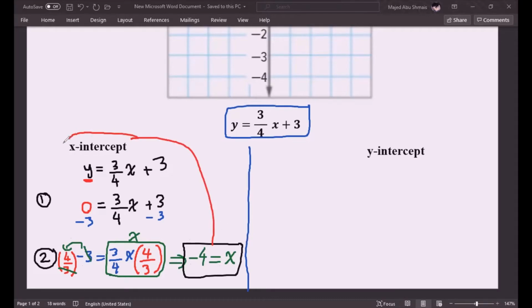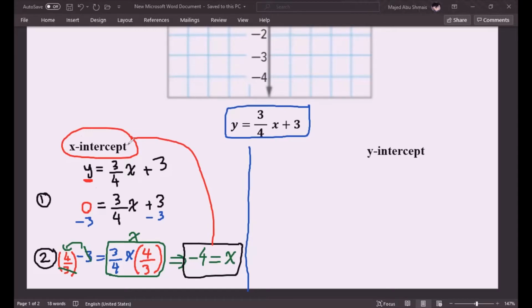Okay, guys? So it's a simple procedure with 2 steps. The first step, if we need the x-intercept, is to substitute 0 instead of y. And the second step is just to solve that equation for x, and the value represents the x-intercept.